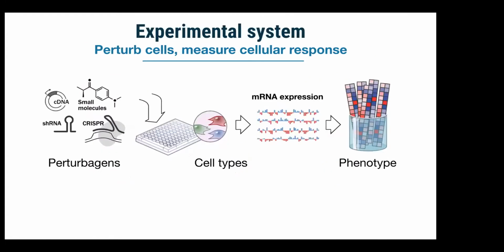And the way we generate our data is by perturbing cultured human cells with various types of perturbations. So these can be small molecules or genetic loss of function reagents like CRISPR or shRNA, or overexpression constructs, or really anything, although those are the main types of perturbations that we use. We perturb the cells, and then we measure the downstream gene expression response. And we catalog those in a large database of gene expression profiles that can then be analyzed in a number of different ways.